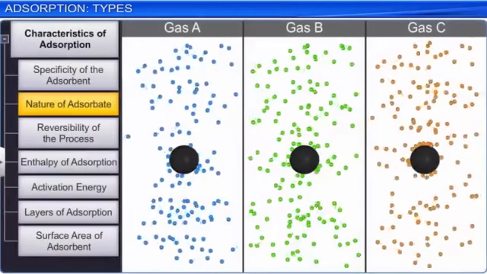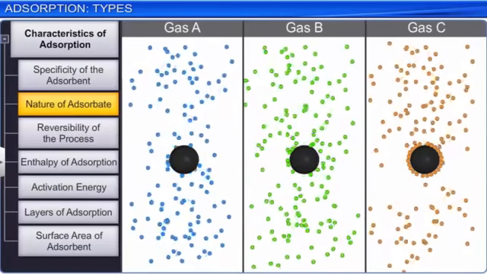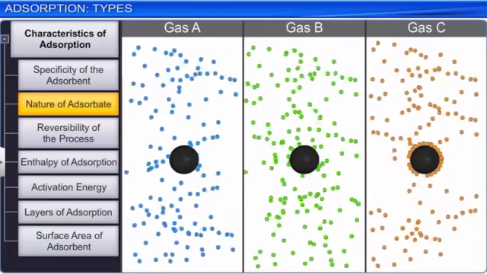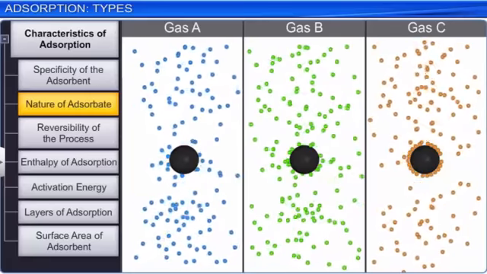The amount of gas adsorbed by the adsorbent also depends on the nature of the gas or the adsorbate. Different gases are adsorbed to different extents by the same adsorbent at the same temperature.